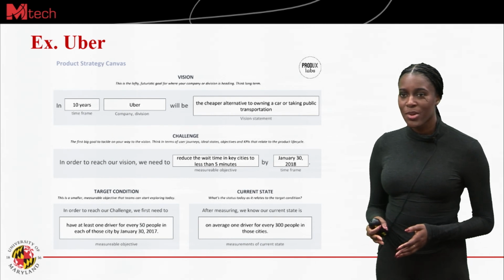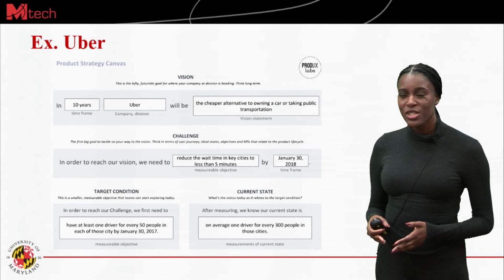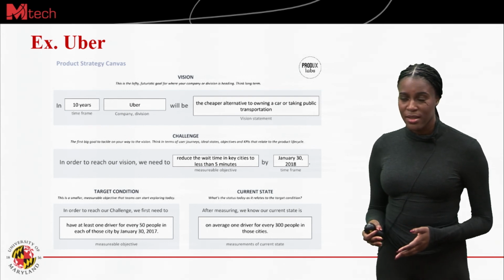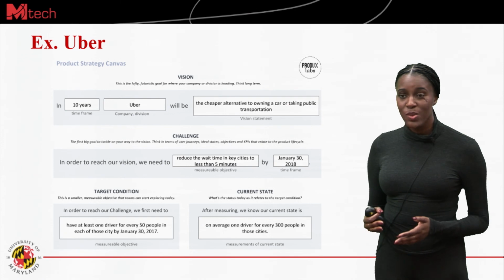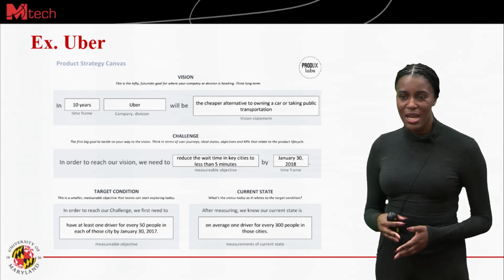Now, this is an example that we've created for Uber. Now, as you can see, their vision is set at the 10-year mark. For any venture, it's really up to them how they define when their vision is going to be achieved. So that time frame is flexible.